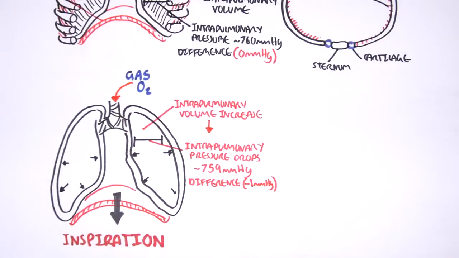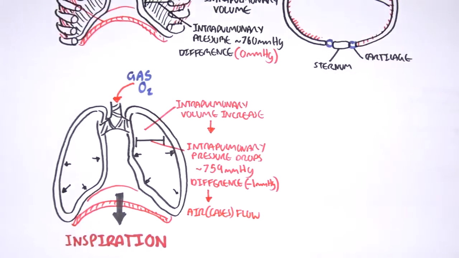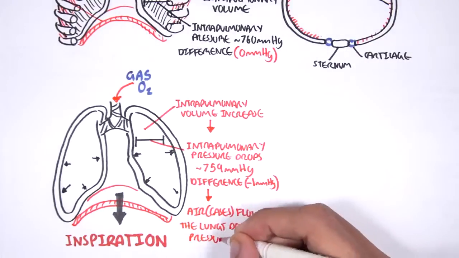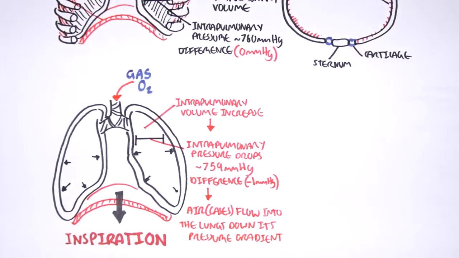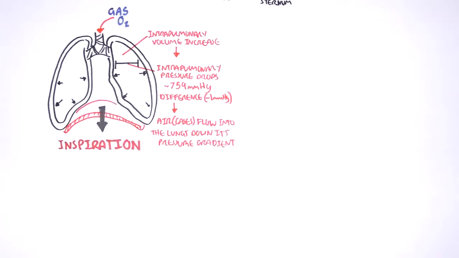And because we know the rule of gases, the air, the gas, oxygen, will flow into the lungs down its pressure gradient, from an area of high pressure to an area of lower pressure. And so after inspiration, we automatically have expiration when we breathe out air.